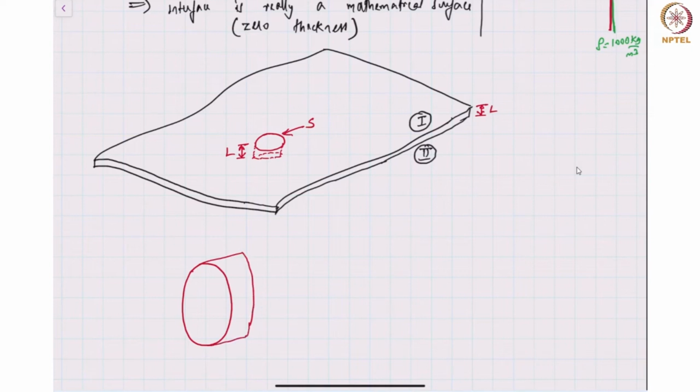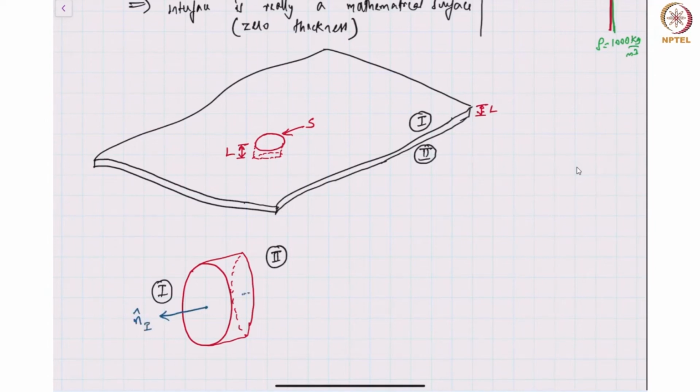This is my cylinder, right? So on one side of the cylinder, I have region 1. On the other side, I have fluid region 2. So I can now define normal vectors. There is a normal vector at each point. For example, the normal vector in region 1, let's call it n hat with a subscript 1.